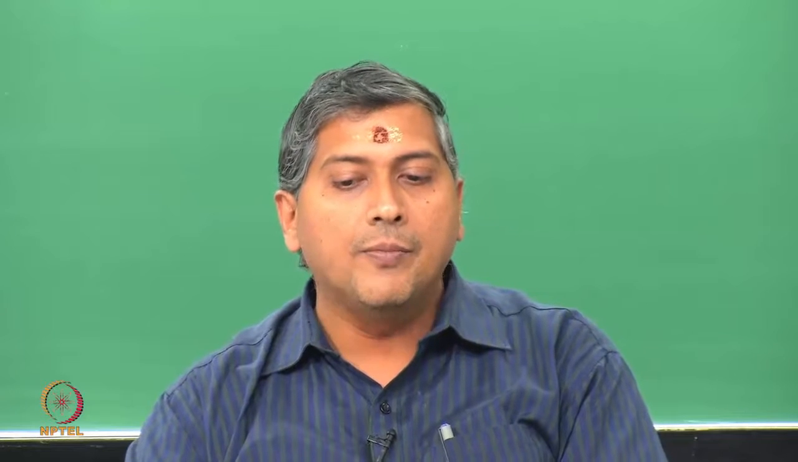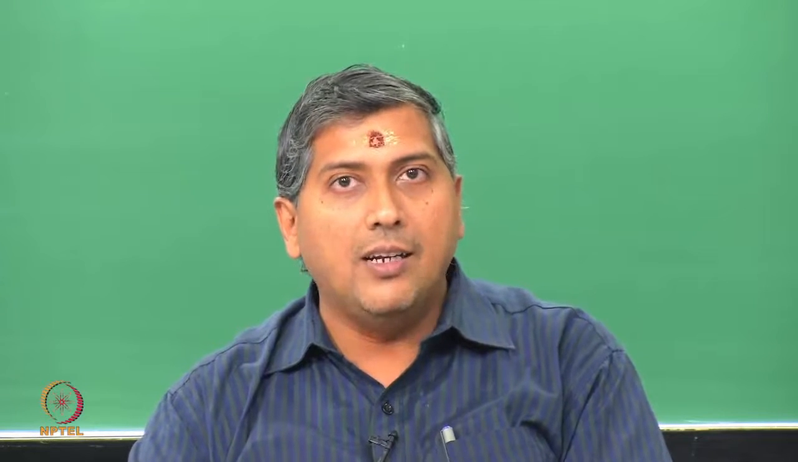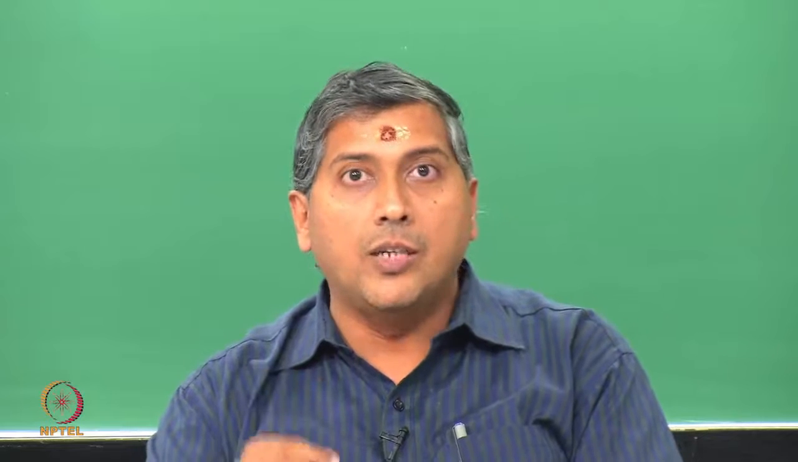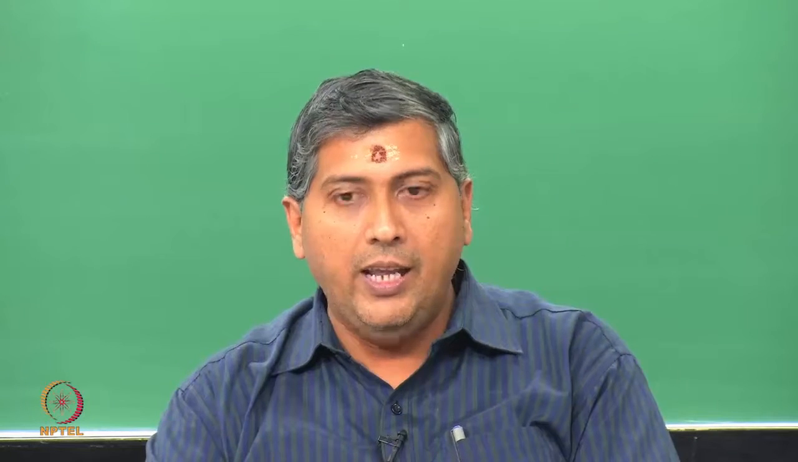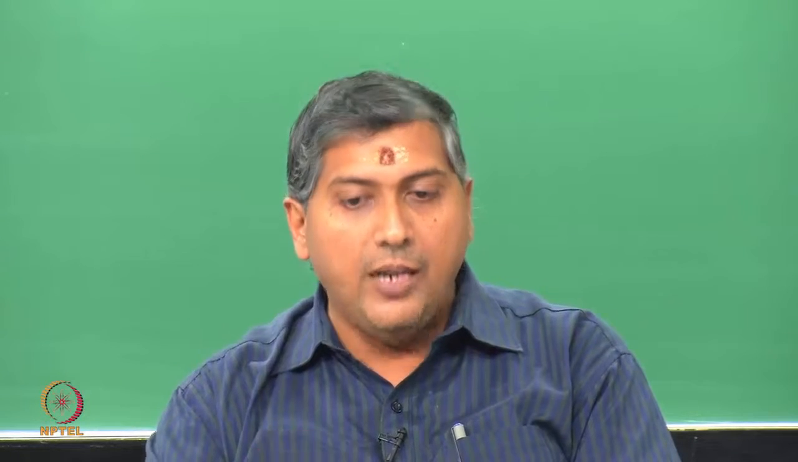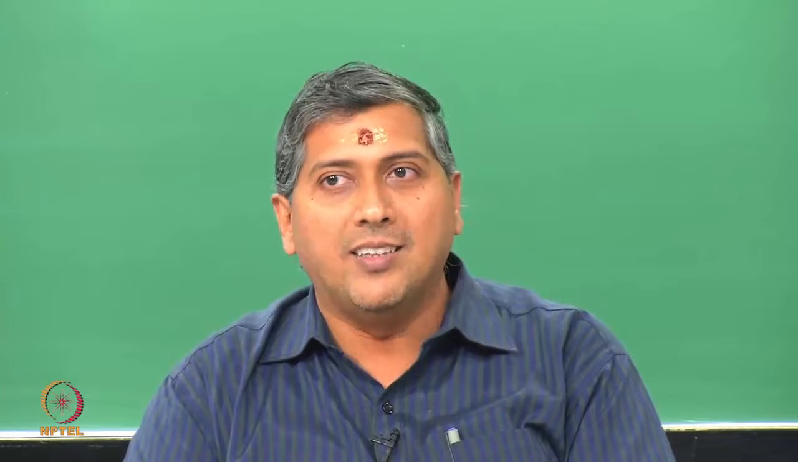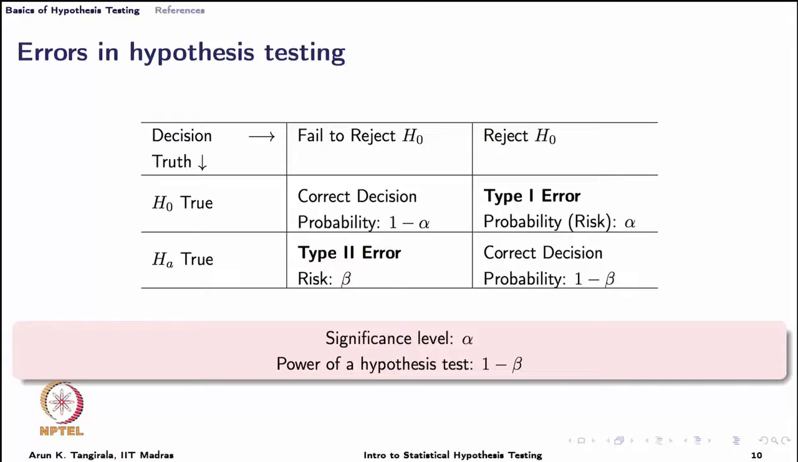Now, obviously, it is easier to calculate or specify alpha than beta, because to specify beta I need to know the truth, because it is the probability of failing to reject H naught when it is false. When H naught is false, there are several possibilities. We do not know what the possibility is. All we are saying, for example, in a two-tailed test, is mu is not equal to mu naught.